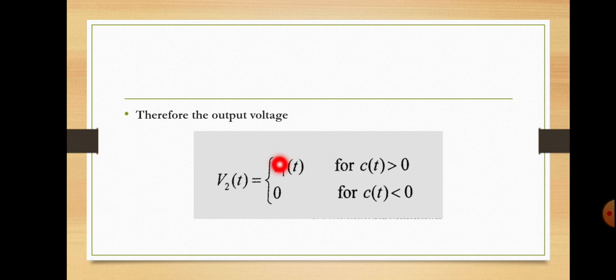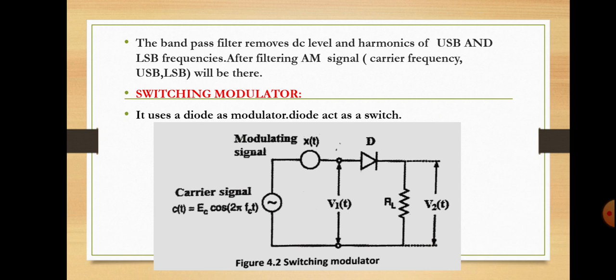So this signal will be obtained at the output of the nonlinear device when C of t is greater than 0. That means during the positive half cycle of the carrier signal. When the negative half cycle of the carrier signal appears, that means C of t is less than 0. At that time, the diode will be reverse biased. So it acts as an open switch. So no voltage appears at the output. That is why we are putting a 0 here. So this is the output voltage equation in the case of a switching modulator.